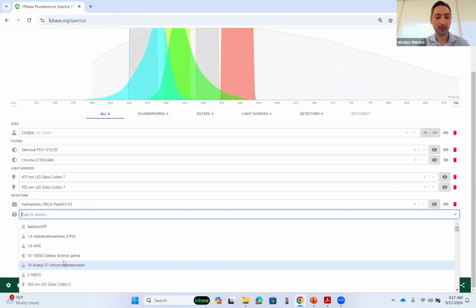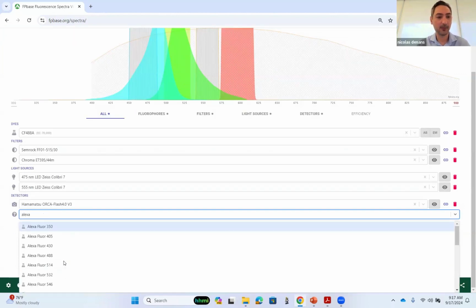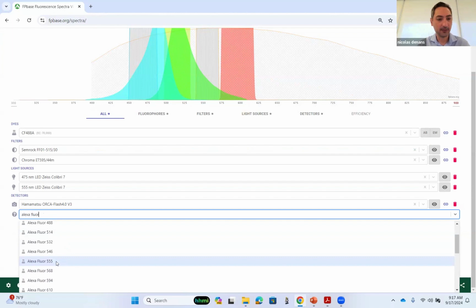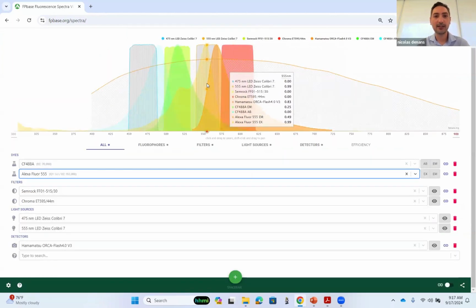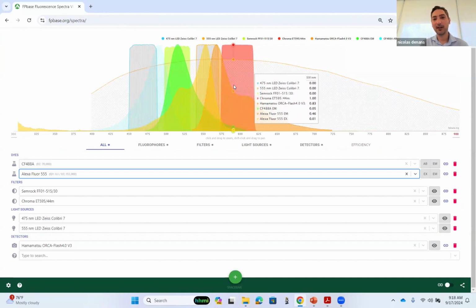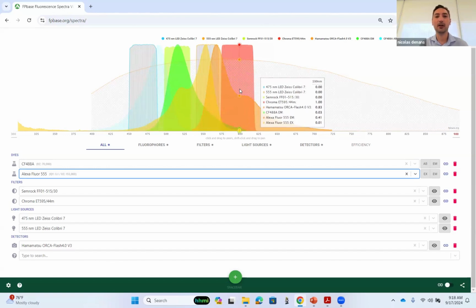So maybe we can look at the Alexa Fluor 555 here. And if we look at excitation, it's actually pretty good. We are hitting the peak of excitation. In terms of emission, we are a little bit on the right, but we're collecting quite a bright amount of light. So that's actually pretty good.